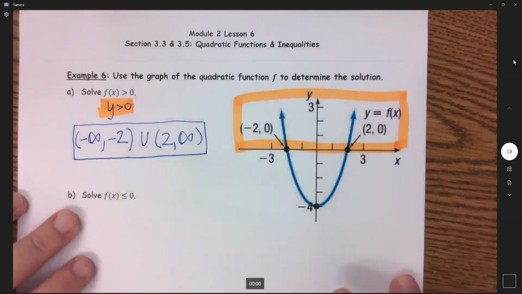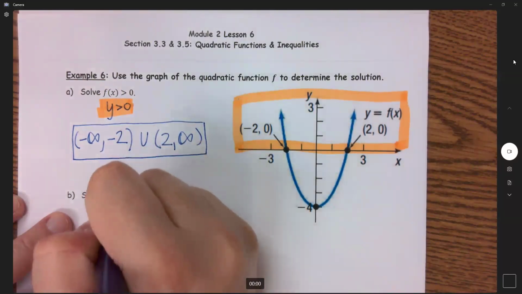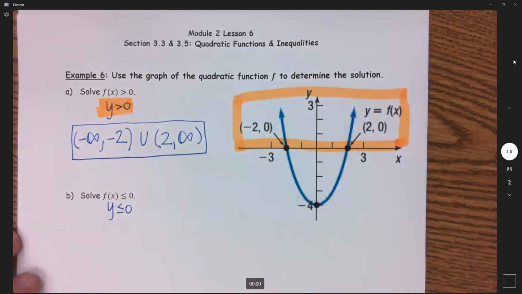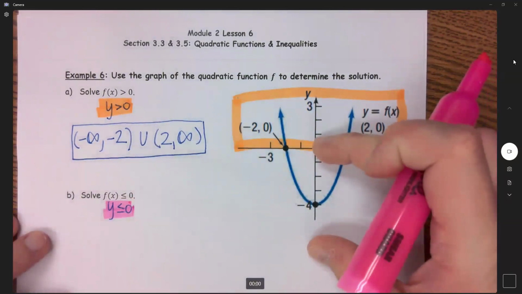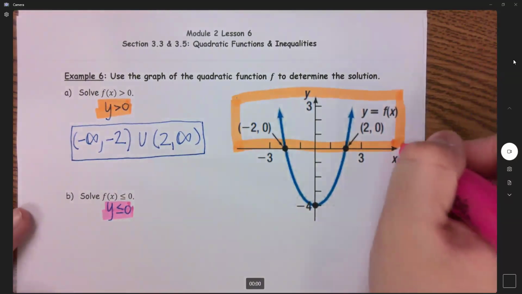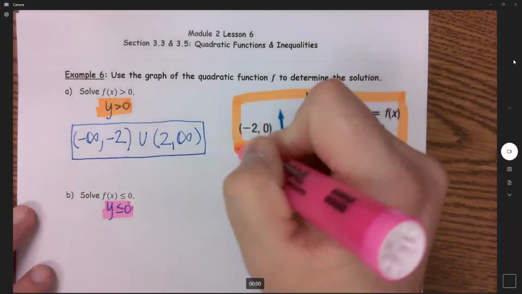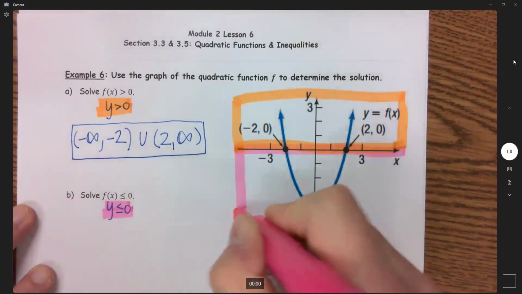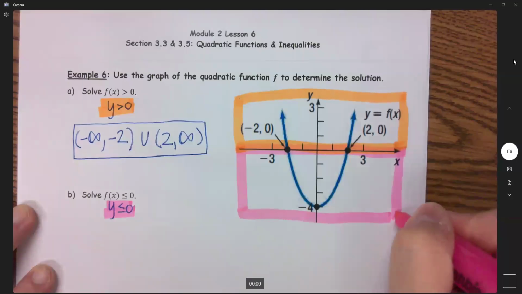Now let's go the opposite way. Solve when your function is less than or equal to 0. So f of x is again another name for y. So when is my y less than or equal to 0? My y values are less than or equal to 0 below that x-axis. Now this one also includes when it equals 0. So that's that x-axis there. But we're talking about everything here on the bottom half of my graph.